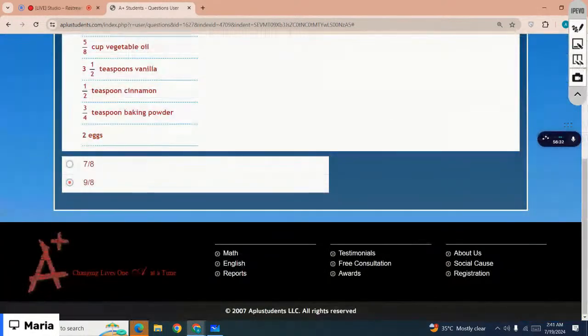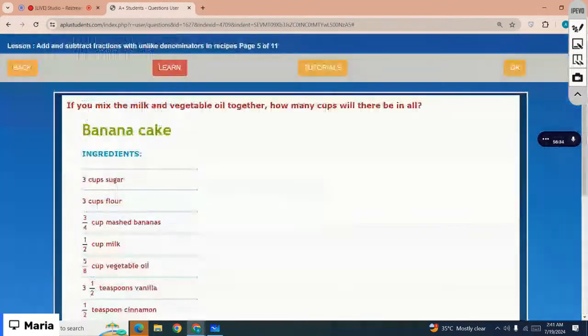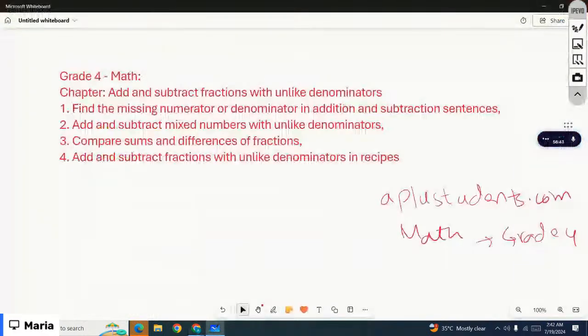Okay, you can complete the lesson by yourself later today. So we were working on grade 4 math. The chapter we were working on is add and subtract fractions with unlike denominators. The lessons we have covered today are find the missing numerator and denominator in addition and subtraction sentences, add and subtract mixed numbers with unlike denominators, compare sums and differences of fractions, add and subtract fractions with unlike denominators and recipes.